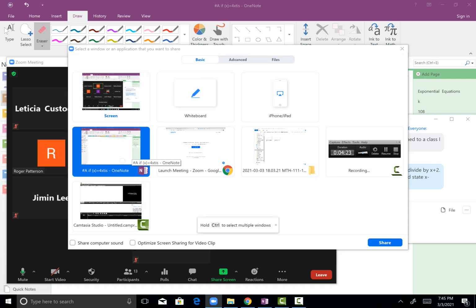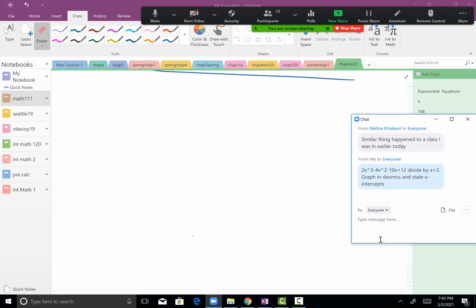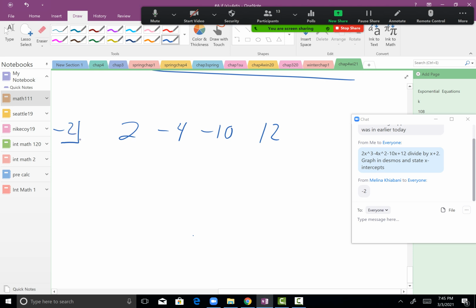Here's what I want to know. And there's a lot of stuff up here. All right, so let's just go ahead and walk through the division on this. We're dividing it by x plus 2. So what number would I put in the little backwards L there? -2. There you go. Good job. Okay, so I'm bringing this down, bringing this down.